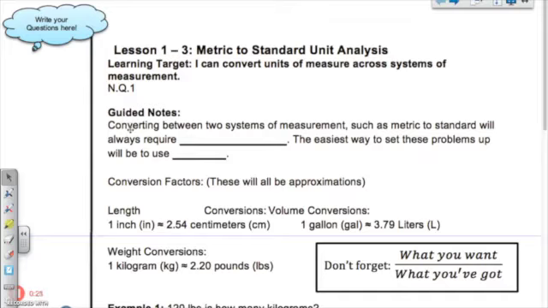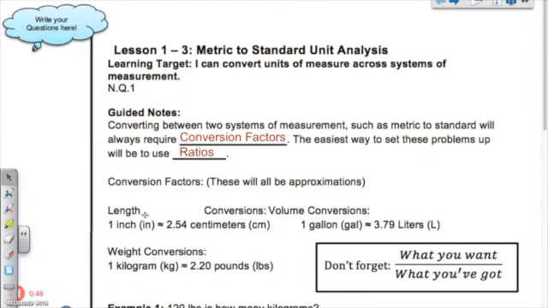The only thing I want to point out is that converting between two systems of measurement, such as metric to standard, will always require some sort of conversion factor. The easiest way to set these problems up is to do exactly what Mr. Thomaswick showed you in lesson 1-2, which is to use a ratio or a series of ratios that you're then going to multiply by each other.